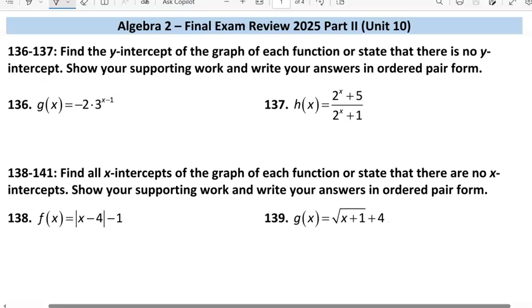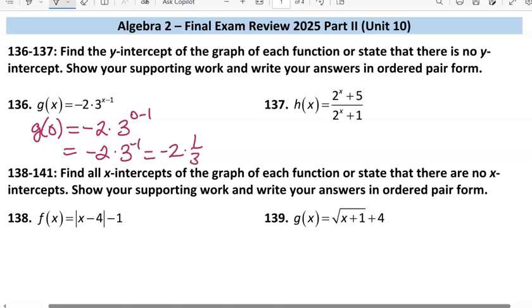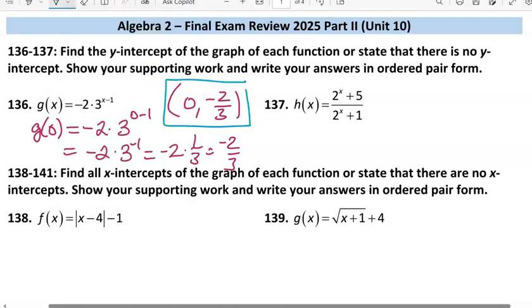In number 136, we're asked to find the y-intercept, which means we're going to replace x with 0. So g of 0 is equal to negative 2 times 3 to the 0 minus 1 power. That's negative 2 times 3 to the negative 1, which is negative 2 times 1/3, or negative 2/3. In ordered pair form, we have the point (0, negative 2/3) as the y-intercept.